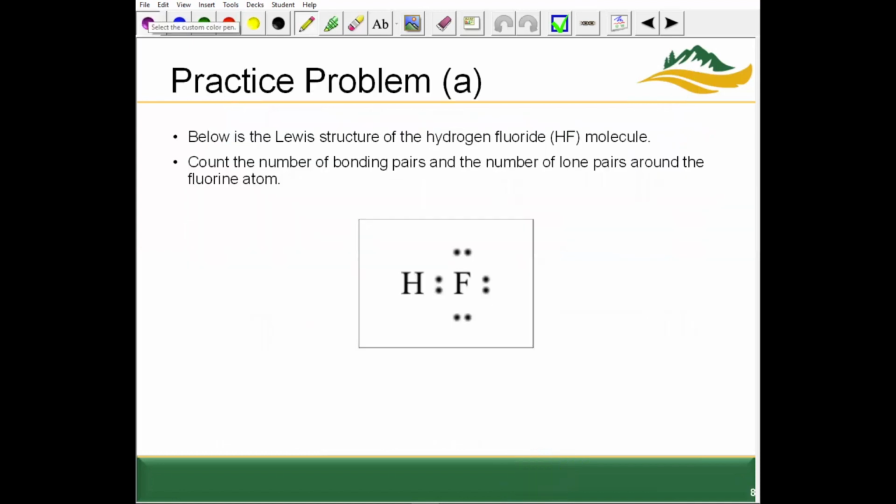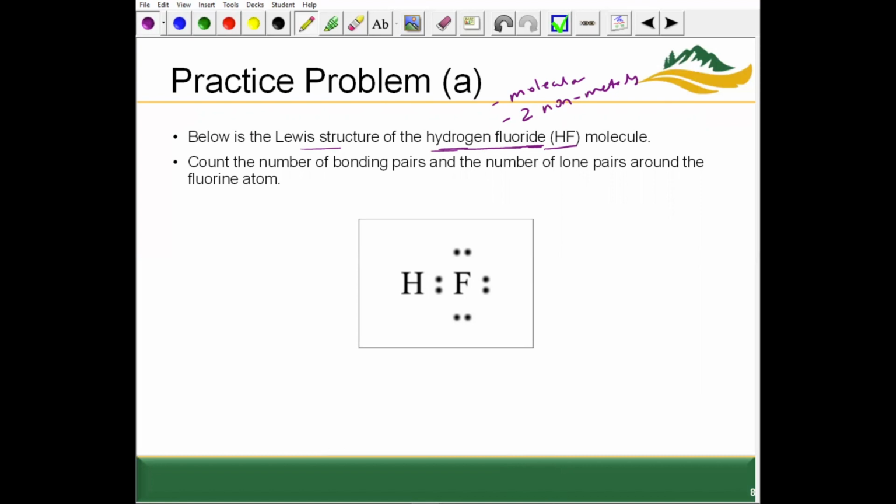So given that background on covalent and ionic bonds, let's do this practice problem before we start to draw Lewis dot structures. Here we have the Lewis structure for HF, or hydrogen fluoride. This is a molecular compound, right? Because it contains two nonmetals. We name the cation first, hydrogen, then the anion, and we change that ending to -ide.